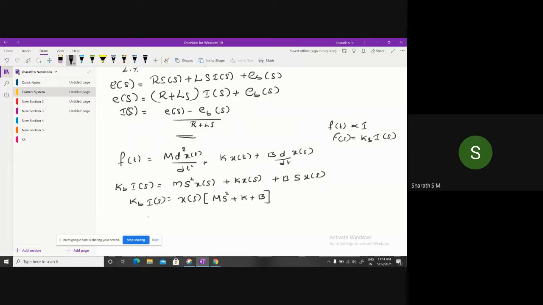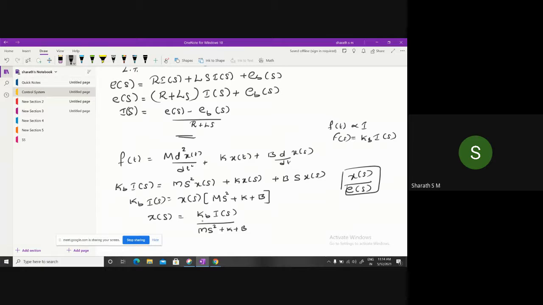Afterwards, this can be simplified. We need a transfer function, that is x of s over e of s. So we need to simplify this with respect to x of s. So x of s is equal to kb into I of s divided by m into s square plus k plus b.